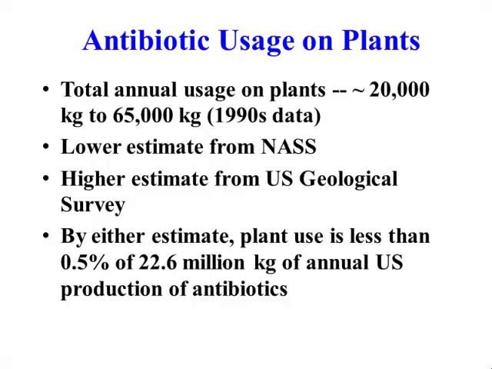So the total annual usage of streptomycin on plants, this covers apple and other crops, and these data are from the 1990s. The range goes from about 20,000 to 65,000 kilograms per year, depending on the source. The lower estimates from the USDA, the higher estimate from the U.S. Geological Survey. But by either estimate, this usage is less than 0.5% of the total antibiotic use in the U.S., counting animal and human uses. So the use level is quite low.